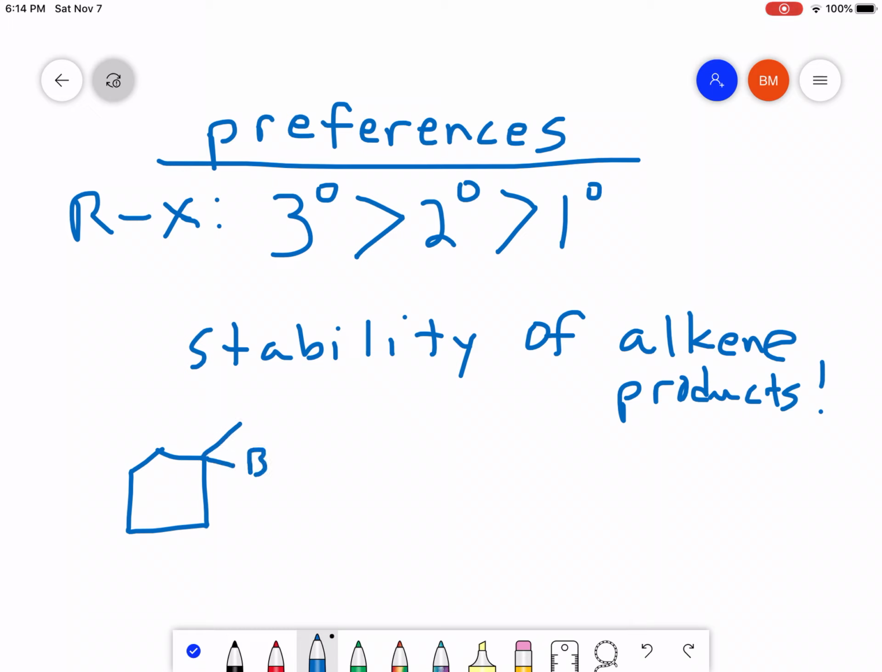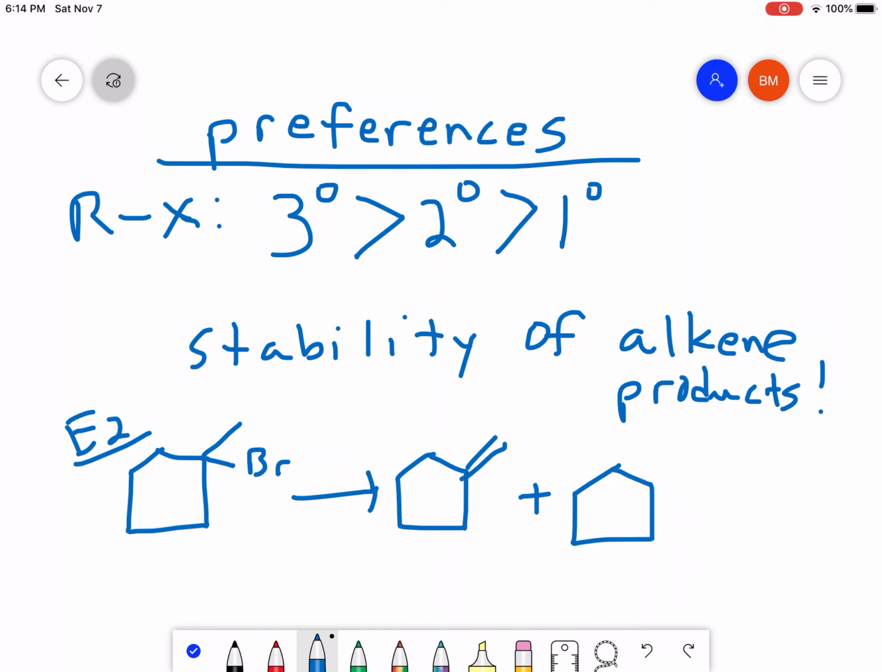All right. So let's take a look at this. Let's say we went through an E2 reaction with this. Okay? Now, one thing you'll notice is that there's actually a couple of different beta hydrogens, so we can actually get a couple of different products here. We could get this, but we could also get this. Ask yourself, according to Zaitsev's rule, which one of these is the major product in this reaction? It's going to be this one, because this one is tri-substituted.